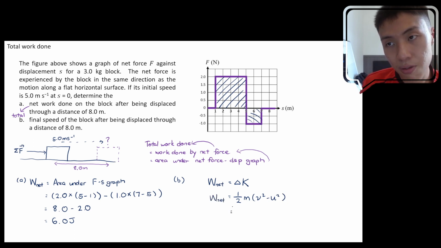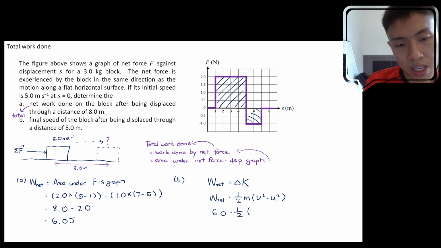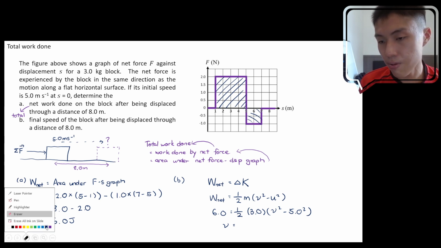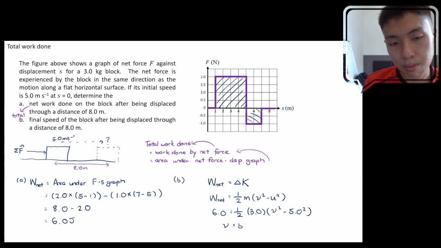So now I believe you can substitute already. So net work done is 6. Half the mass will be 3 kg block. The final speed, you know that initially it starts with 5 meters per second. So everything can be substituted except v. So v will be generated if you put everything into the calculator. So I believe if you calculate it, you get an answer of 5.39 meters per second.